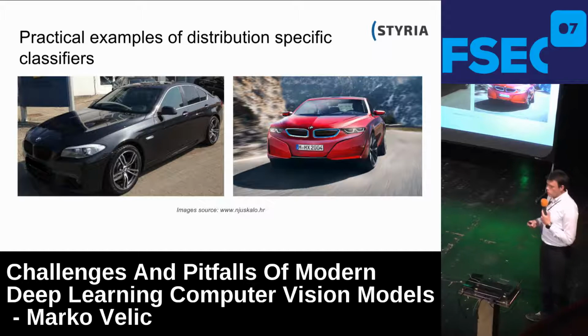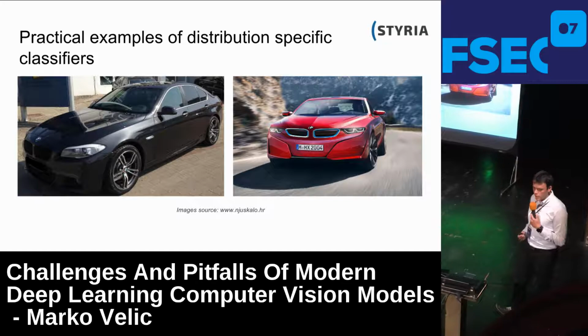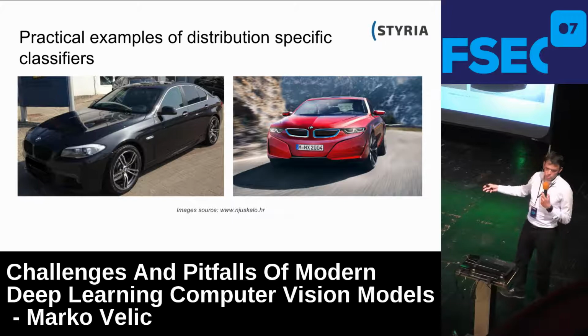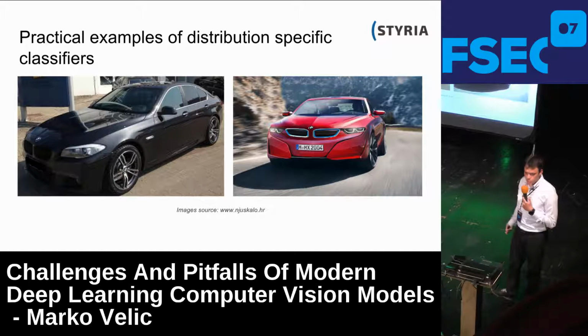So this is one example of a model that we trained on our own data. When presented with these images, as you can see, both images show a BMW car. And when we ask our model what is on the image, for the left image it says BMW car, but for the right image it says PlayStation video game. Why is it so, and is it good for us?